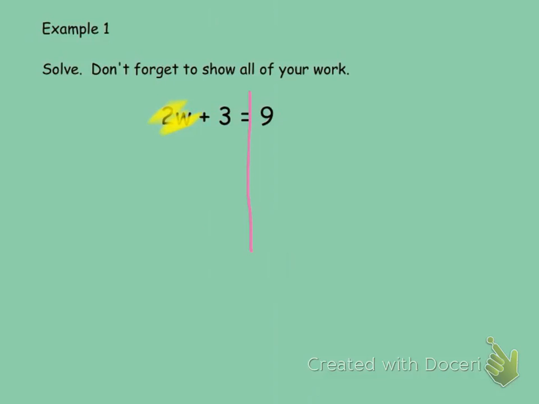I'm going to take away the 3 first. So I'm going to subtract 3 from both sides. And when I do that, the 3's are going to cancel out, and that's going to give me 2w is equal to 6.